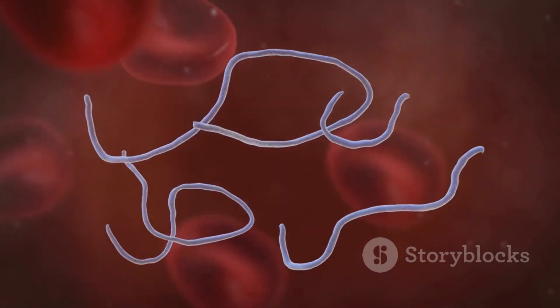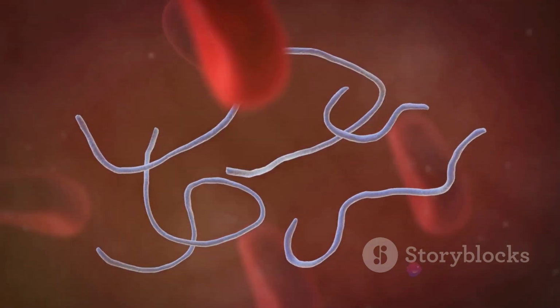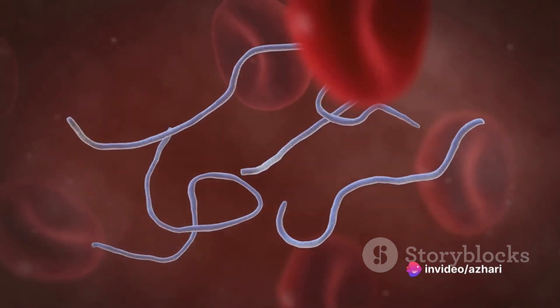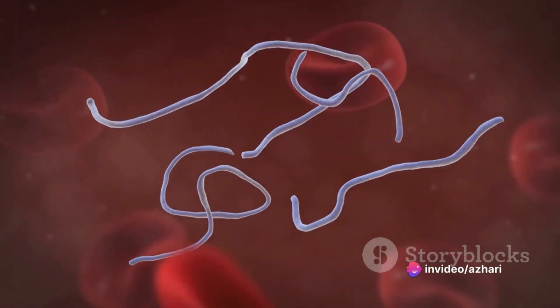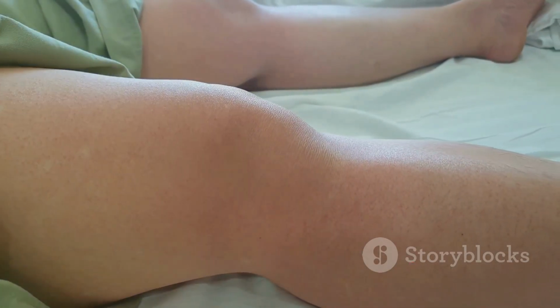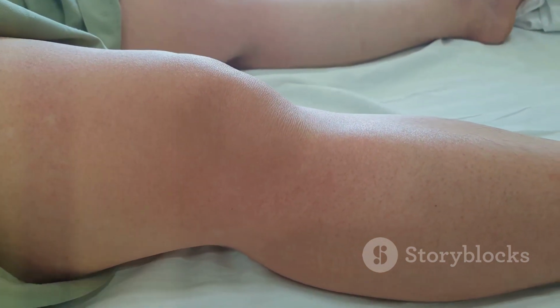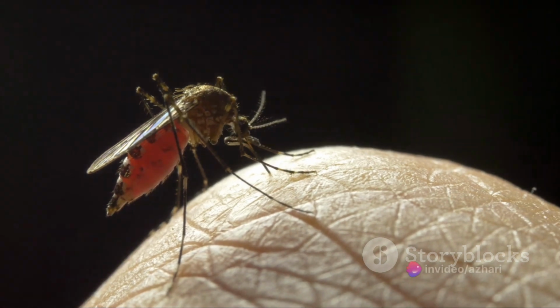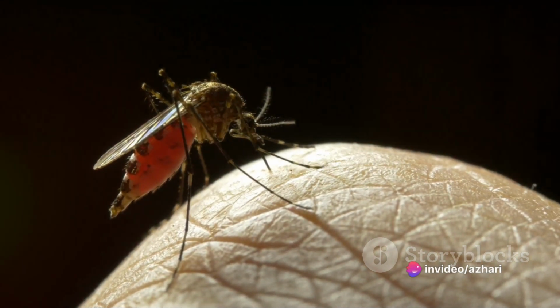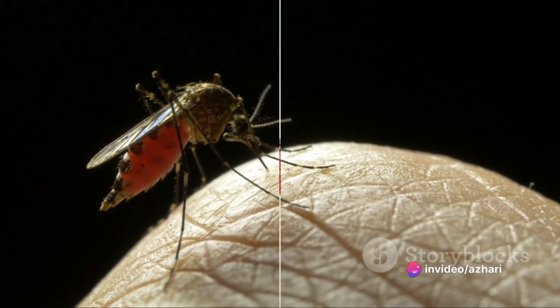The mosquito ingests the parasite when it bites an infected human. The parasite matures and multiplies within the mosquito and is then transmitted to a human host, where it invades the liver cells and the red blood cells, causing the symptoms of malaria. The cycle is completed when another mosquito bites the infected human, ingesting the parasite and starting the cycle anew.